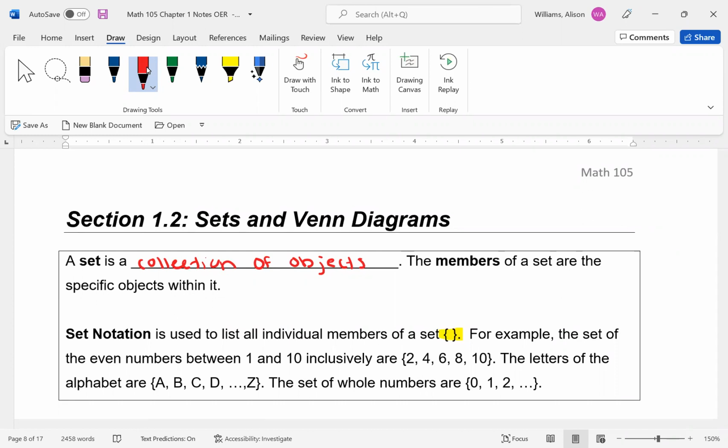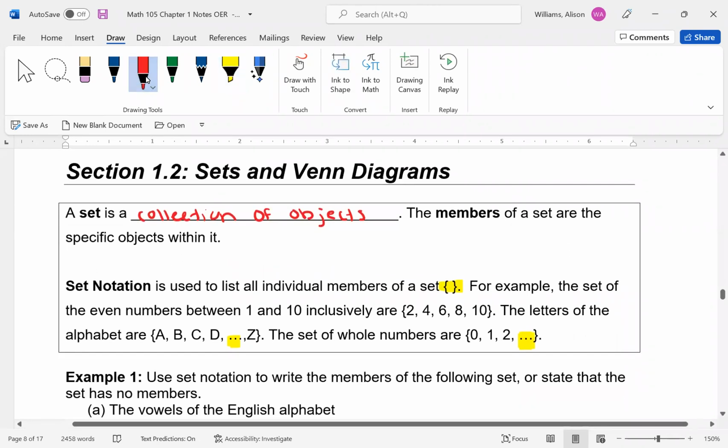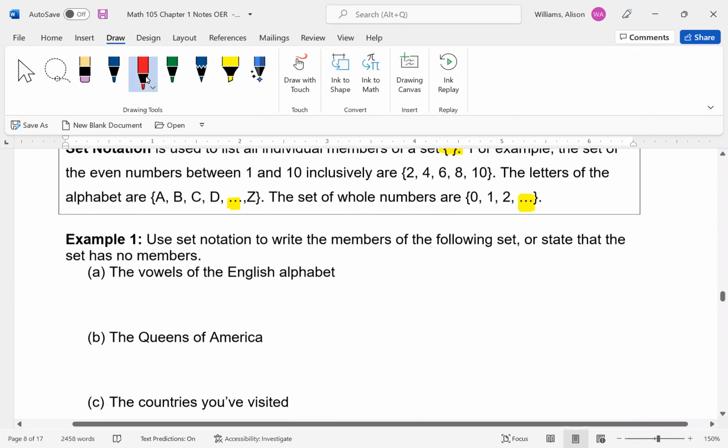The set of whole numbers, 0, 1, 2, ... So whole numbers include the number 0, by the way. The ... indicates in this case that it goes on forever. So we need the pattern. I'm not going to list it all out, or continue the pattern. It goes on forever. All right. So that is set notation. So let's look a little bit into sets, and we'll do some set notation here.